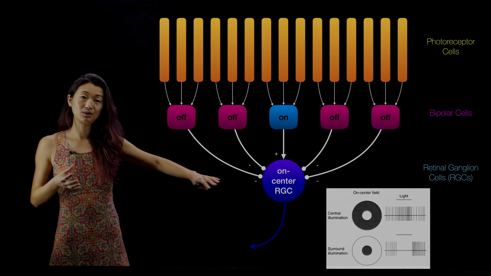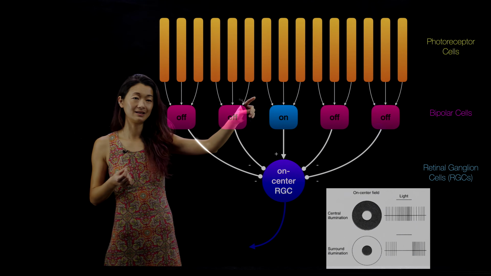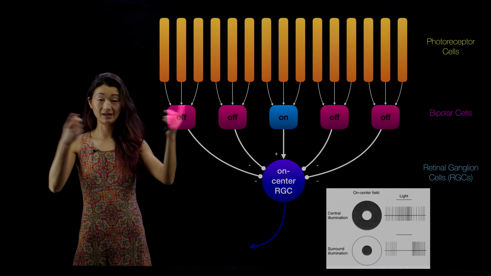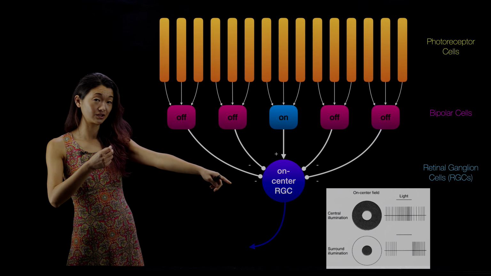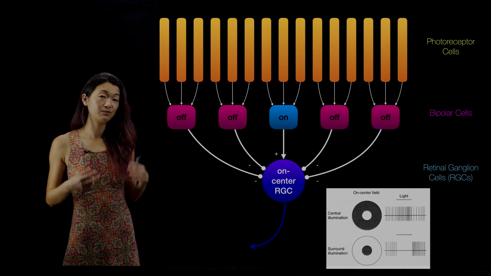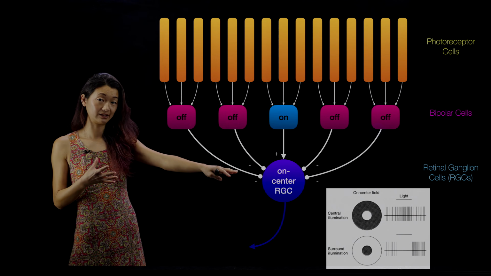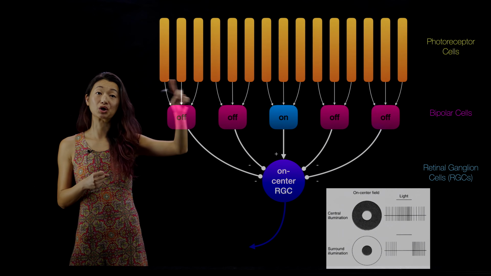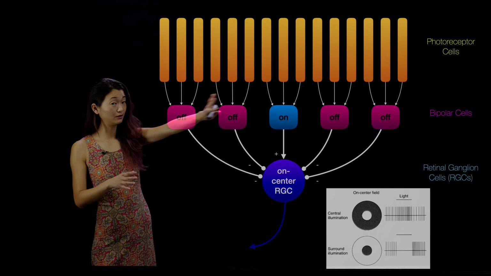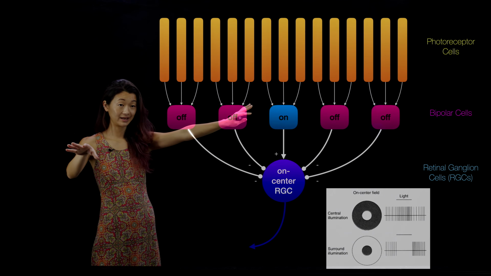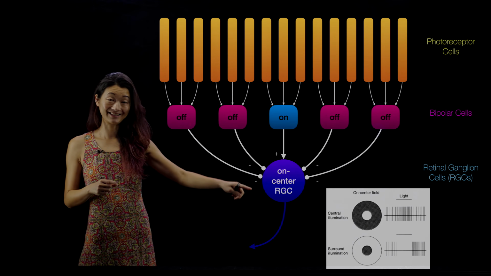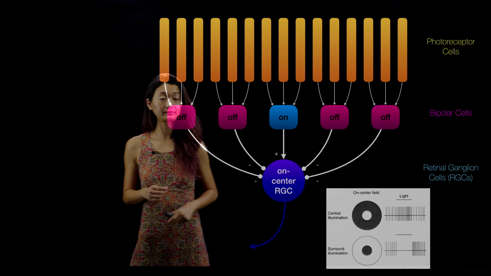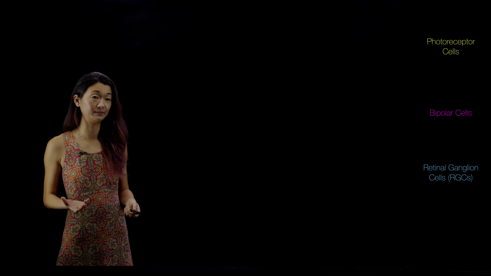Okay? So if you have one of these in the middle, and a bunch of these off bipolar cells in the periphery, and they're all connected to an on-center retinal ganglion cell, I think what you can intuit is that this retinal ganglion cell is going to be the most active when there's light in the middle but darkness on the outside. If the whole thing is illuminated uniformly and everything is light, this cell is going to be less active because it's going to be inhibited by the light over here and light over here. That's an on-center retinal ganglion cell.